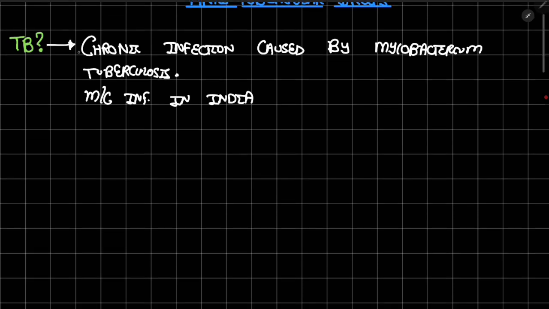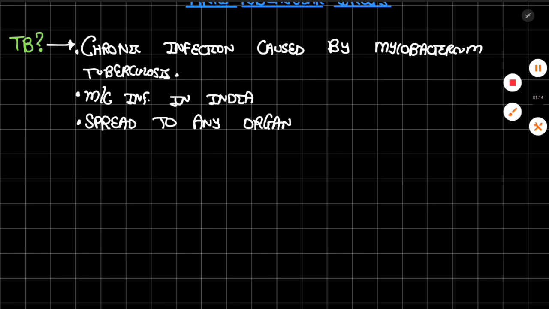Then it can spread to any organ, like the intestines, then the lungs. Now in studying TB, since it is a chronic infection, it includes much necrosis and the accumulation of fibrous tissue. So we have to cure that TB as soon as possible. When it is diagnosed, it has to be cured.